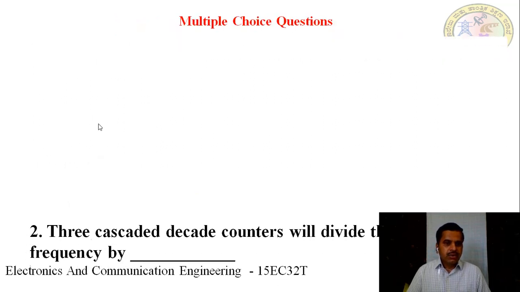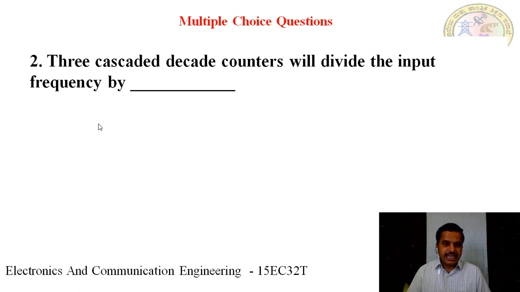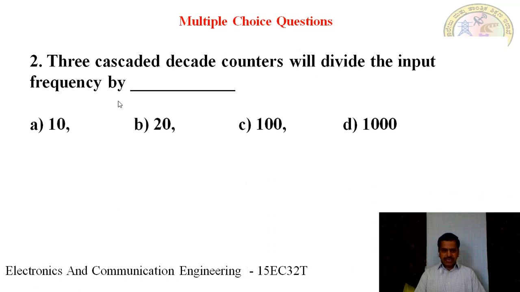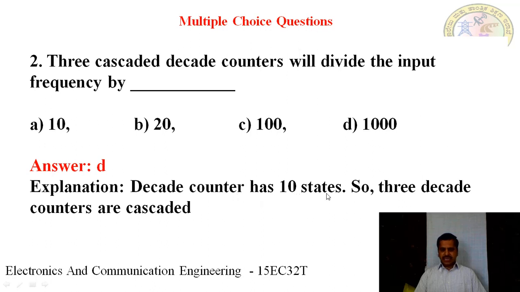Okay. Now next, second question. Three cascaded decade counters will divide the input frequency by how much? Decade means 10, and three cascaded means 10 into 10 into 10. How much does it divide: 10, 20, 100, or 1000? A decade counter has 10 states. So 3 decade counters are cascaded, so it becomes 10 into 10 into 10, which is equal to 1000 states.